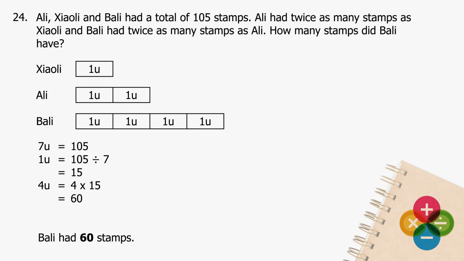Seven units is equal to 105. 1 unit will be, divide 105 by 7, and the quotient is 15. 4 units will be, multiply 15 by 4, and the product is 60. Bali had 60 stamps.